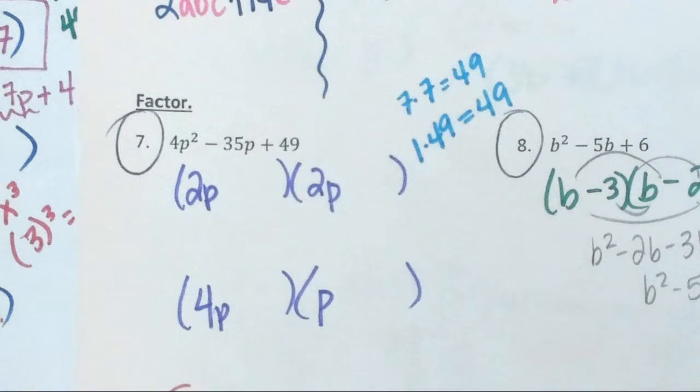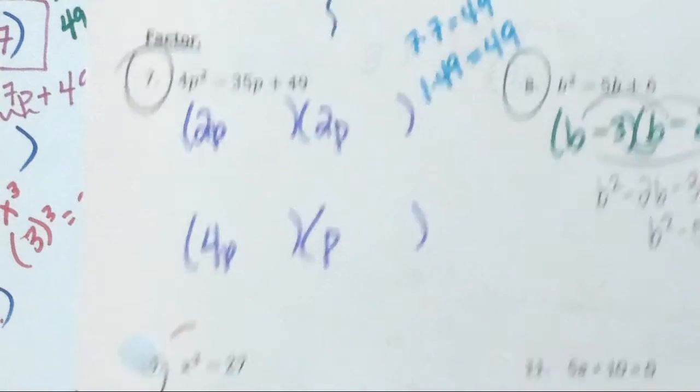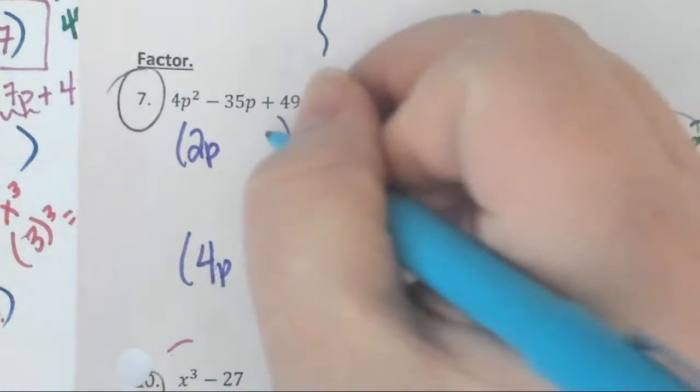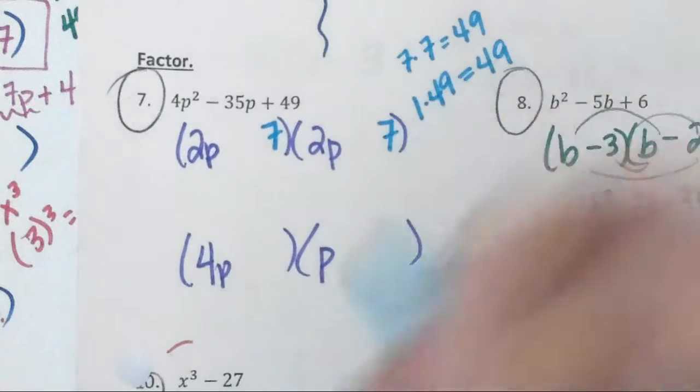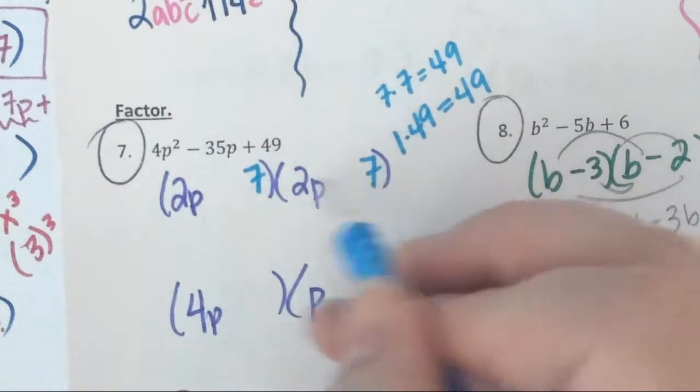Okay, so I'm needing either 7 and 7 or 1 and 49. What are you feeling, Paige? You answered that. You want to try 7 and 7 or 1 and 49? Okay, do you want to try it with the 2p's, or the 4p and the p? The 2p's, she said. Okay, if we try the 7 and 7, do I do both positive 7s, positive 7 and negative 7? What do I decide about the signs?